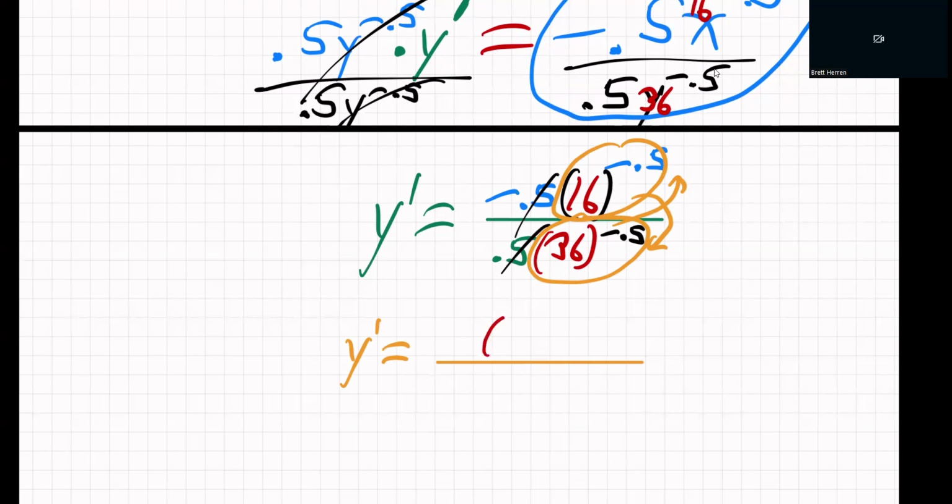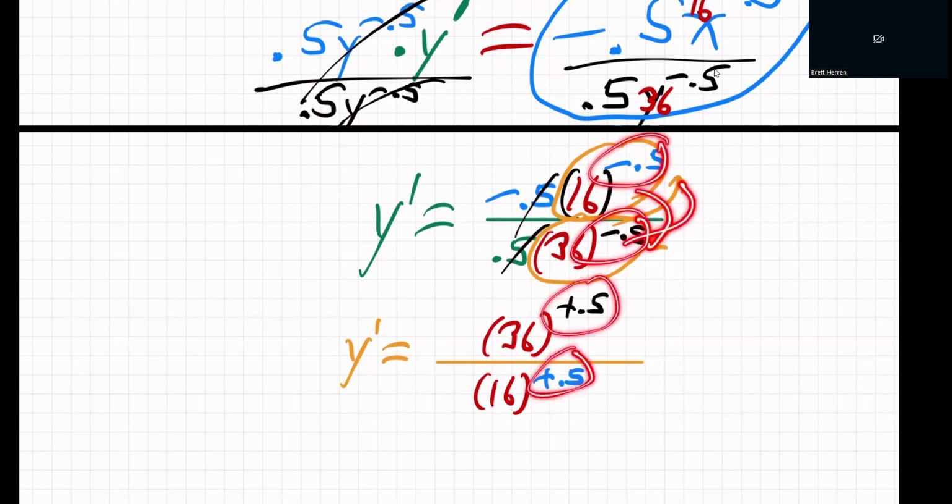So then we get 36. And then after they jump, they become happy, positive. They're at a new job, a new side of the fraction. Bottom is now 16, and that's going to be positive 0.5. That makes sense. That's what negative powers always do. They're unhappy where they're at, they want to jump to the other side, then they become positive and happy. Oh, and I lost the negative sign in the front, didn't I? This guy right here. Don't forget him.